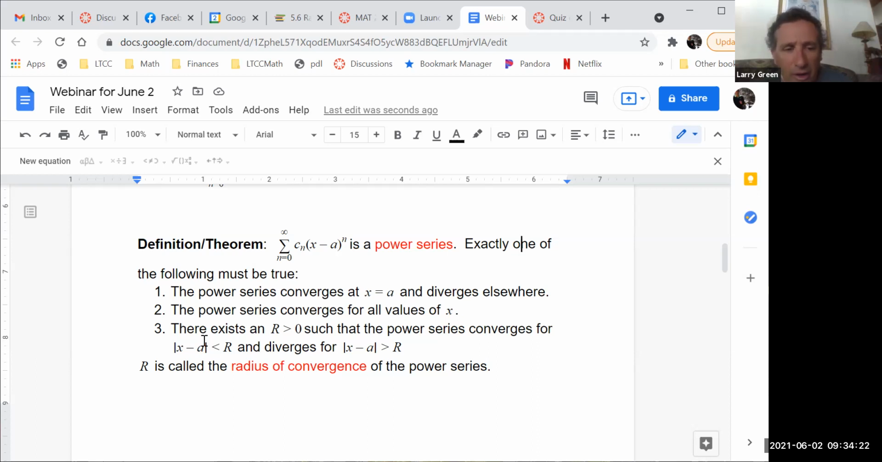And then the third is that there exists an R greater than zero such that the power series converges for any x such that x minus a in absolute value is less than R and diverges for every x such that x minus a in absolute value is greater than R. And R is called the radius of convergence of the power series.